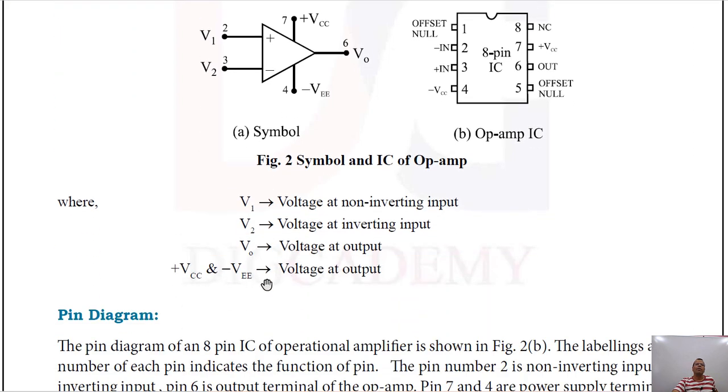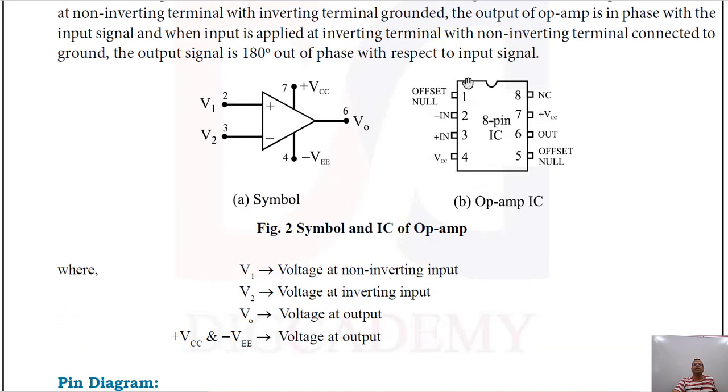Let us talk about the pin diagram. Basically this is the 8-pin integrated circuit of the op-amp, where we have 4 terminals.